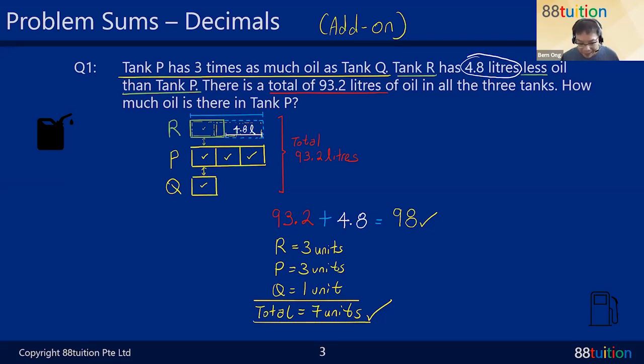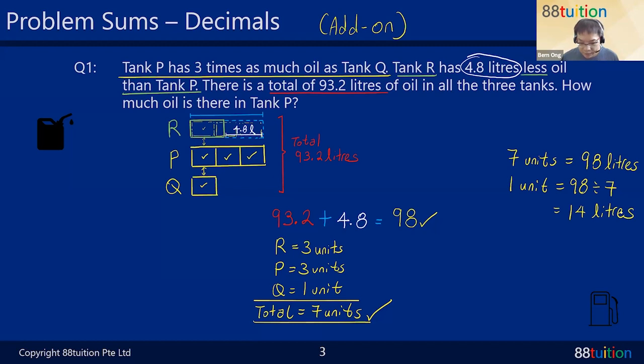So you add back to make R the same size as P. P is 3 units, R will also be 3 units. So now we can compare. 7 units equal to 98 liters, total compared with total. Find 1 unit first. How do you find 1 unit? 98 divided by 7. Press your calculator, you should get 14 liters.